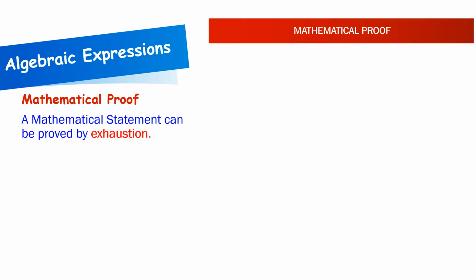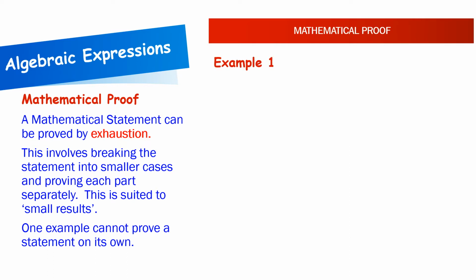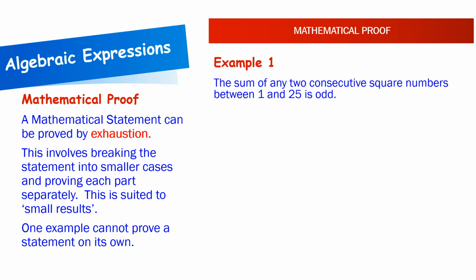A mathematical statement can be proved by exhaustion. This involves breaking the statement into smaller cases and proving each part separately. This is suited to small results. One example cannot prove a statement on its own. So let's take a look at an example.